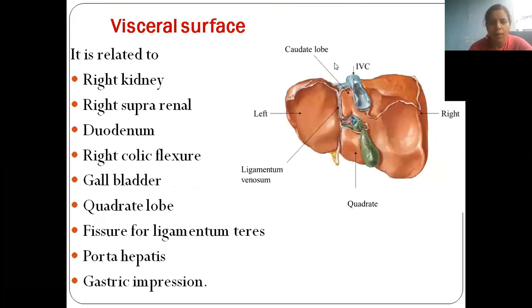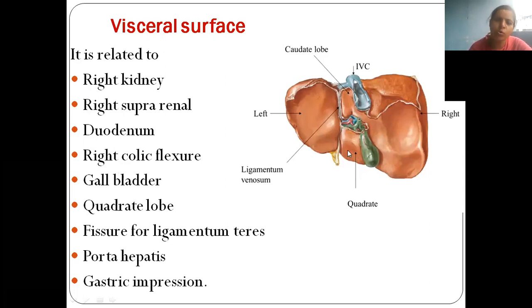The visceral surface of the liver: this is the right lobe of the liver and this is the left lobe. It is related to the right kidney. Over the right kidney, we will have the impression of the right suprarenal gland. Then we have an impression for the stomach, and also an impression for the duodenum. This side is the right lobe, so we have an impression for the right colic flexure. This is the impression for the gallbladder.